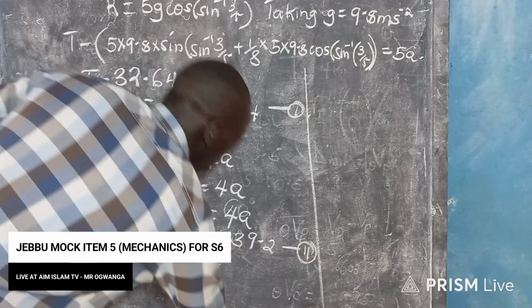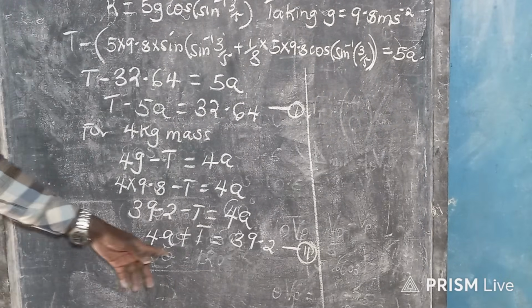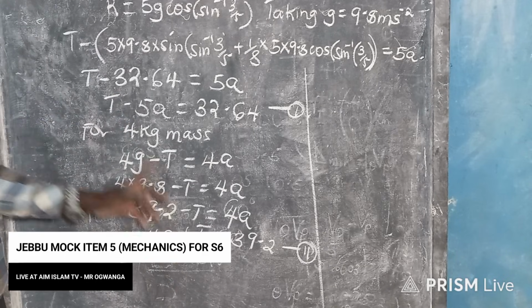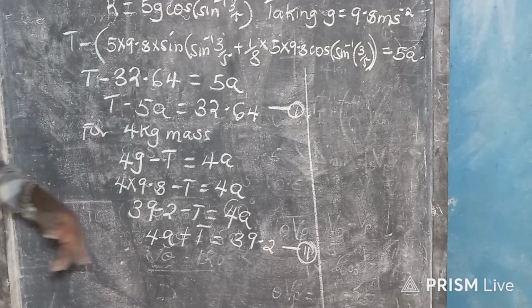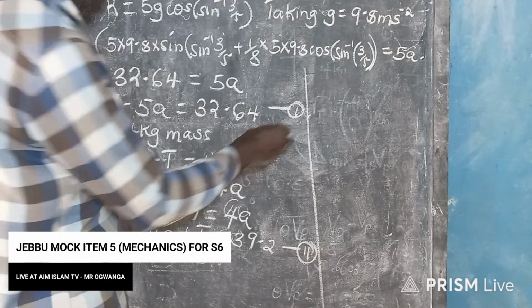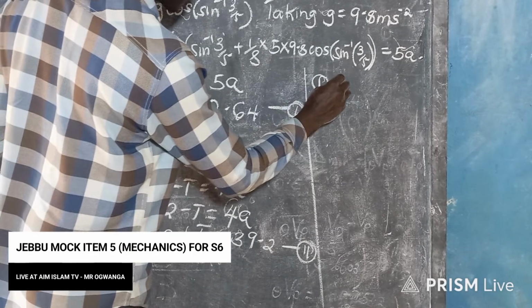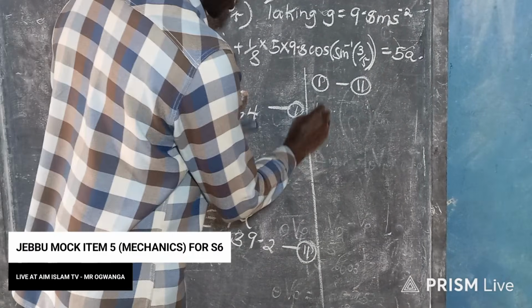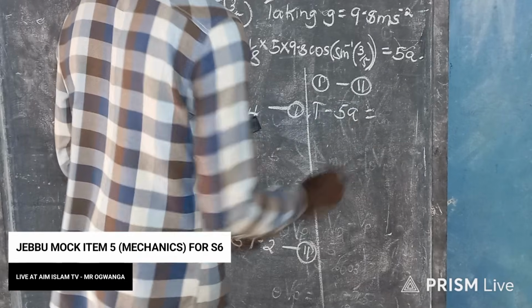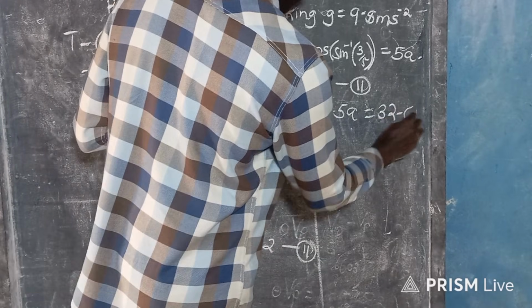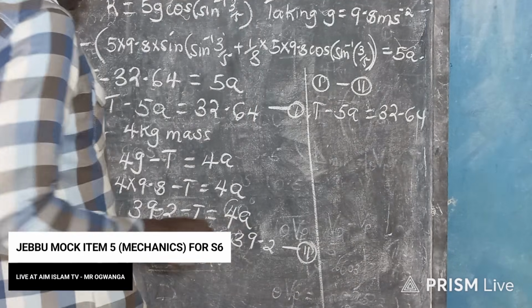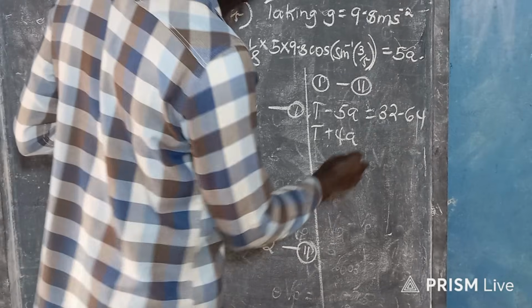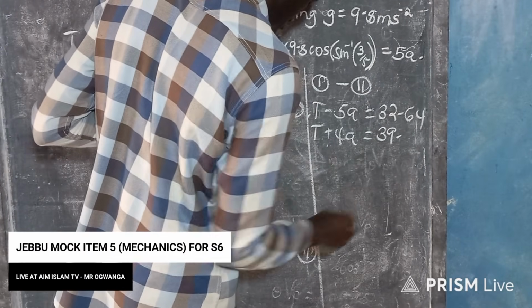Solving the two equations, I may just look at it by saying that we can go ahead and subtract, because if I look at the tension and the tension, we can easily get them by subtraction. So if I say equation 1 minus equation 2, I'm going to arrange this. Say T minus 5a being equal to 32.64. Then if I arrange this one also, that is with T, that is my plus 4a equals to 39.2.